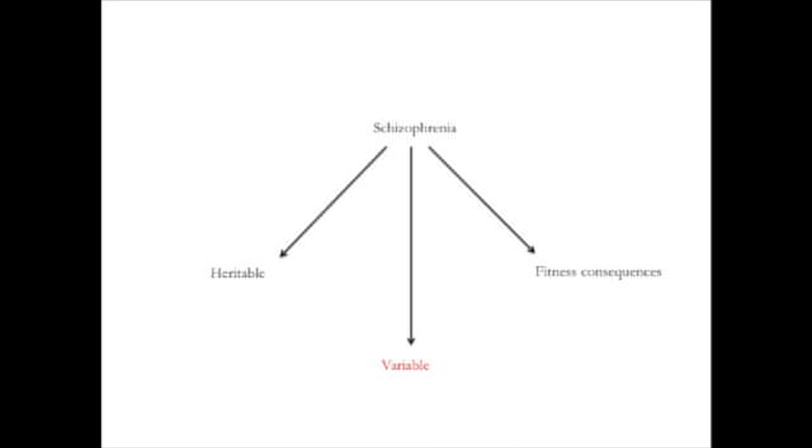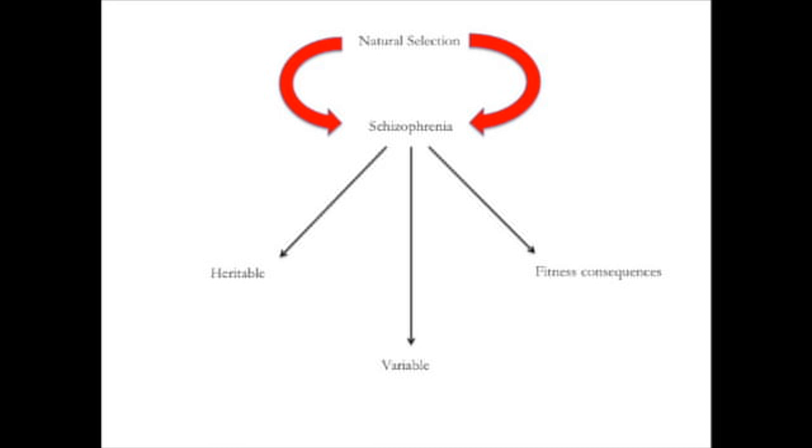Schizophrenia is also variable in its symptoms across individuals, and not everyone has the disease. Finally, schizophrenia is associated with decreased fecundity, so there are fitness consequences. Schizophrenia, therefore, can be seen as a behavioral trait that is acted upon by natural selection. That is where the evolutionary paradox lies. Schizophrenia, in theory, should have been weeded out long ago. This is not the case, however.